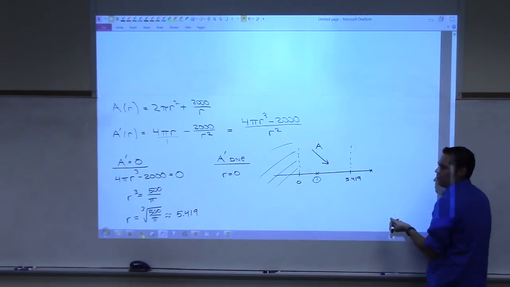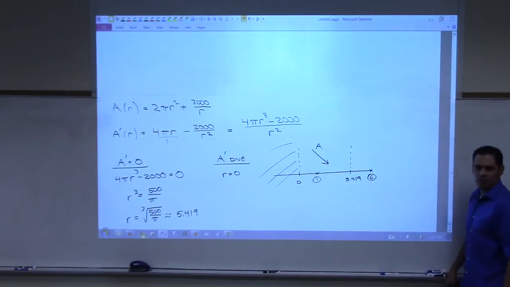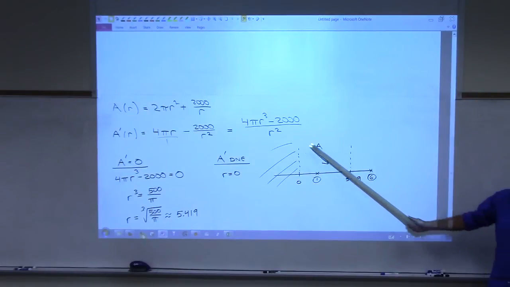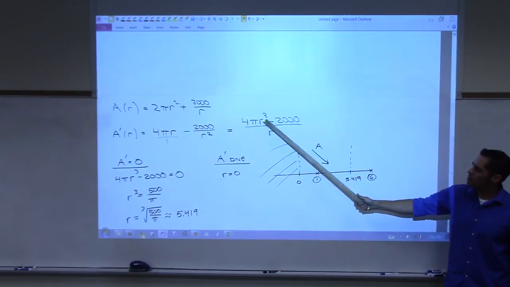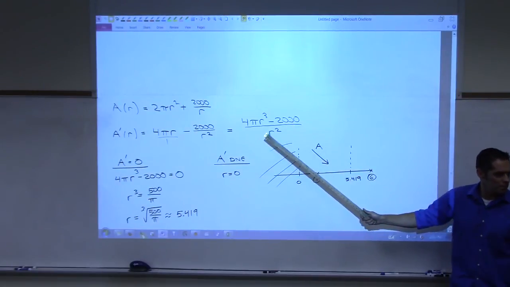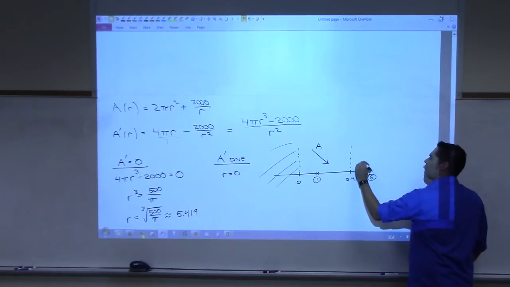And then I pick another number over here. 6. Could I pick 10? Sure. 100? Sure. Whatever I want. It's bigger than this. And then plug it in here. You have to do 6 cubed and then times 4 pi and then subtract from 2,000. If you do that, I'm going to let you do it on your own. Trust me, it's going to come out to be a positive number. Right? So that means that our function is going up here.